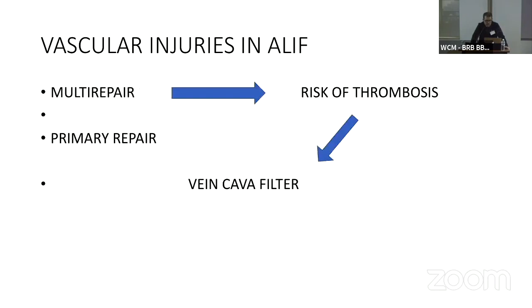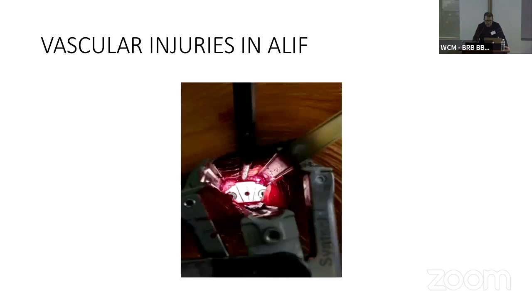In this case, primary repair is the option, but if you do multiple repairs, they increase the risk of thrombosis, and in some cases a filter in the vena cava is necessary. When you have this exposure in ALIF, the first target is control of the left iliac vein.